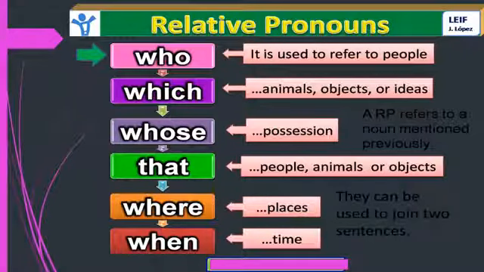Whose is to talk about possession, الملكية. That, we use it to talk about people or animals, so we can use it instead of who or which. Where, of course, is to talk about places, and when is to talk about time.